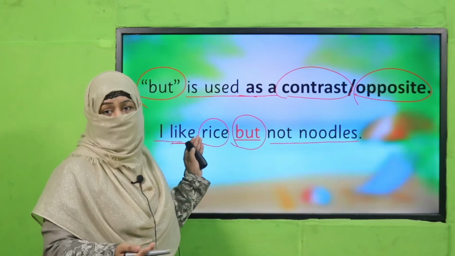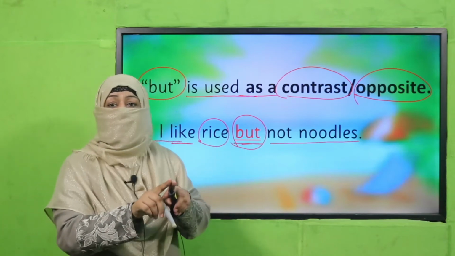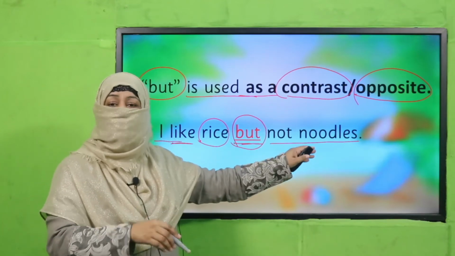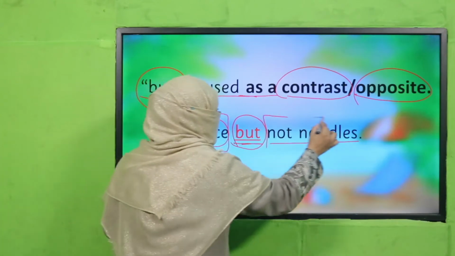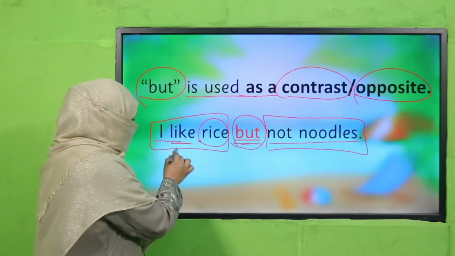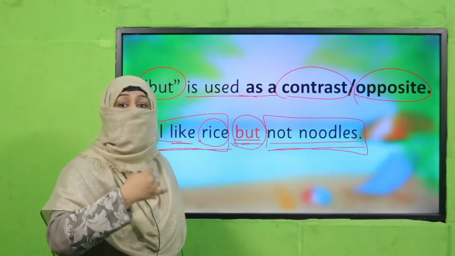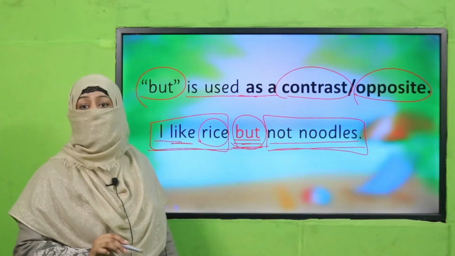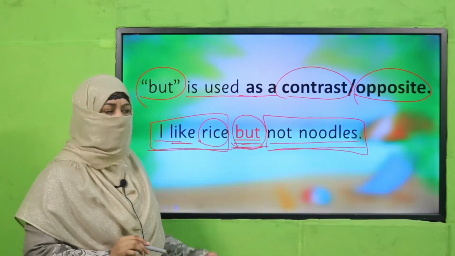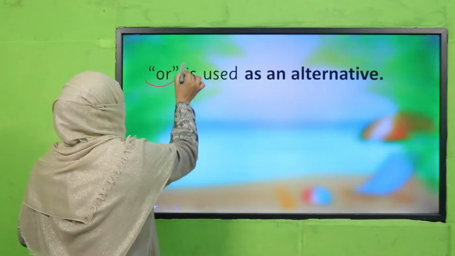Rice are more healthy, maybe that's the reason, right? So this conjunction we use when the next part is opposite. First part, whatever we are saying, the next part is opposite to this. First part is telling what I like, and the second part is telling what I don't like. That's why we have used this conjunction but. Do you understand? Okay.